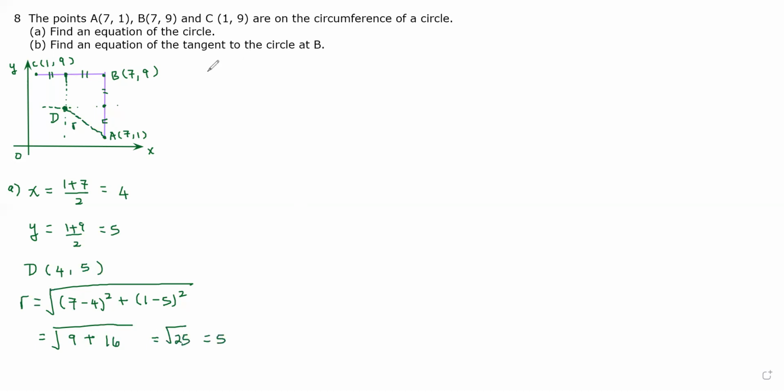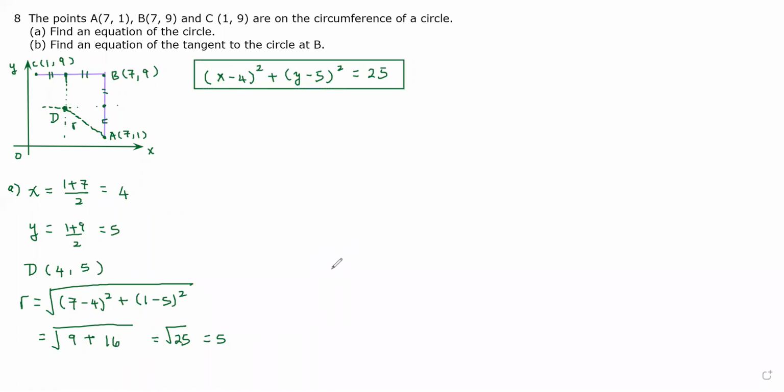The center of the circle is D, 4 and 5. We have x minus 4 squared plus y minus 5 squared equals the square of the radius, that is 25. And we have the equation of the circle for part A.